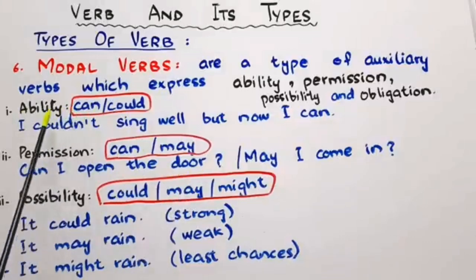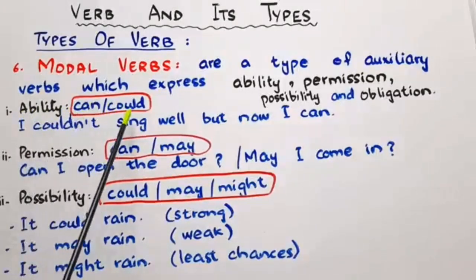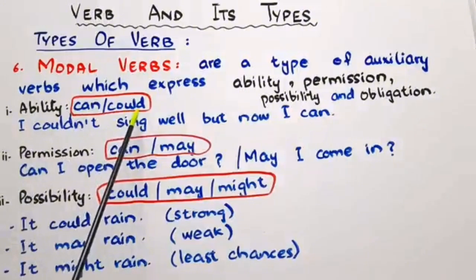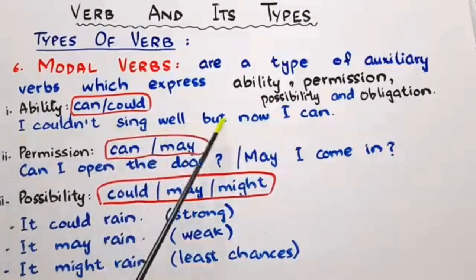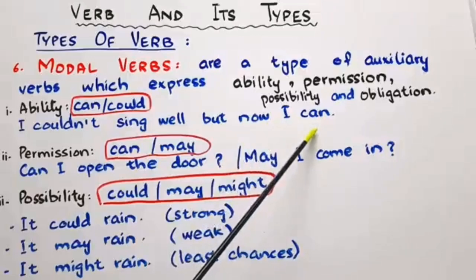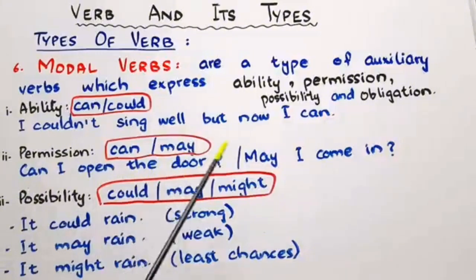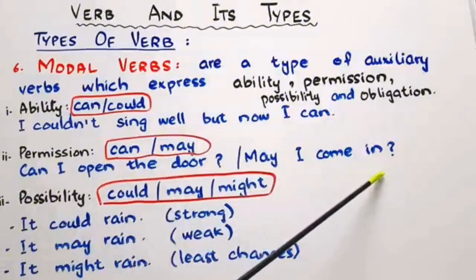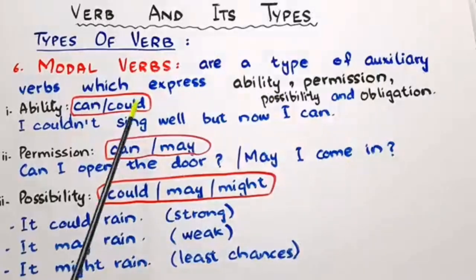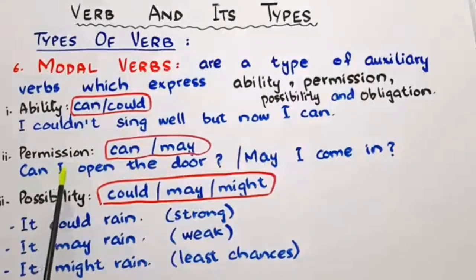The modal verbs that you can use for ability are can and could. Could we use for the past tense and can is for present. I couldn't sing well, but now I can. For permission, we can use can or may, like can I open the door or may I come in. We can also use could for permission if we want to be very polite. Like if you want to ask an elderly person to move aside, so you can say, could you move?